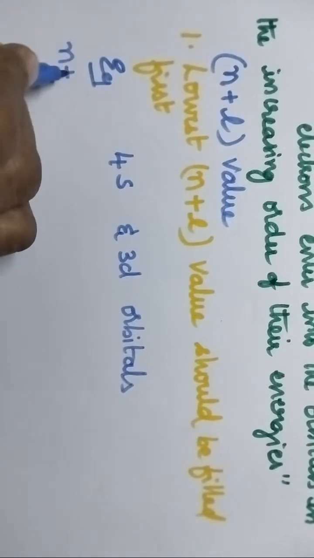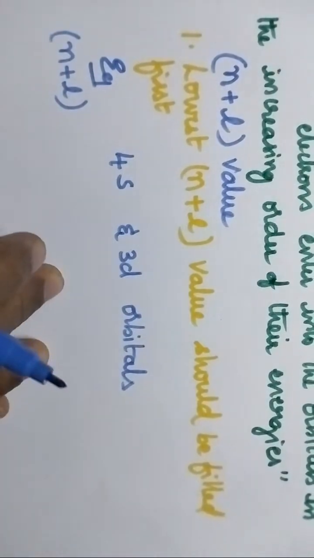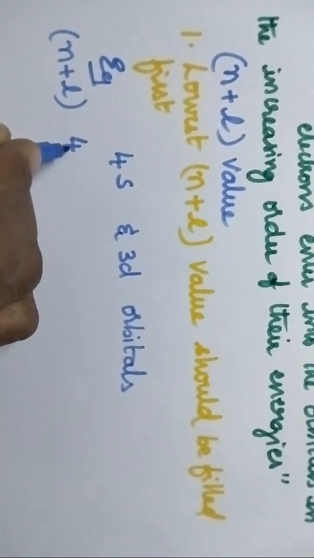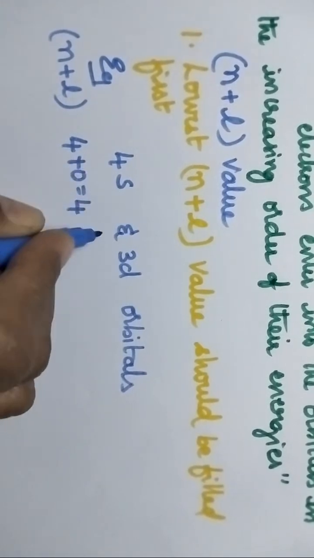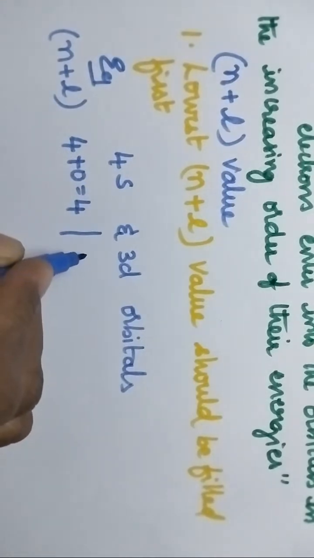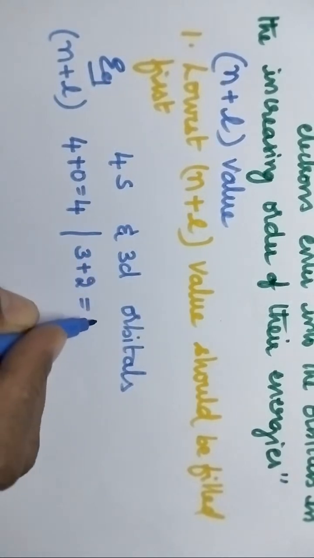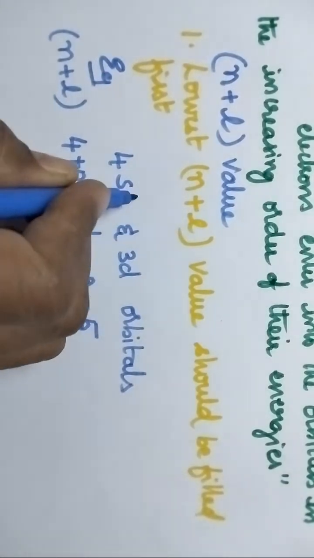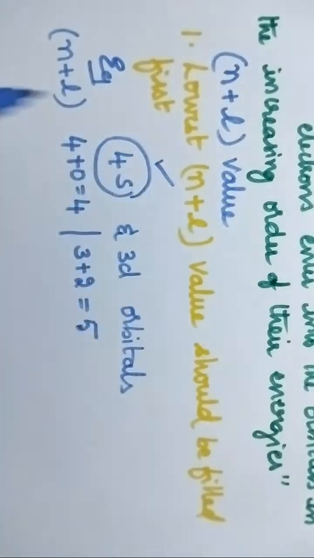For each orbital we have to calculate n plus l value. So for the 4s orbital, the n value is 4, l value is 0, it is 4. And for 3d orbital, the n value is 3 and the l value for the d orbital is 2, and that is equal to 5. So 4s orbital is having lowest n plus l value and hence it should be filled first. So here the 4s orbital should be filled first.